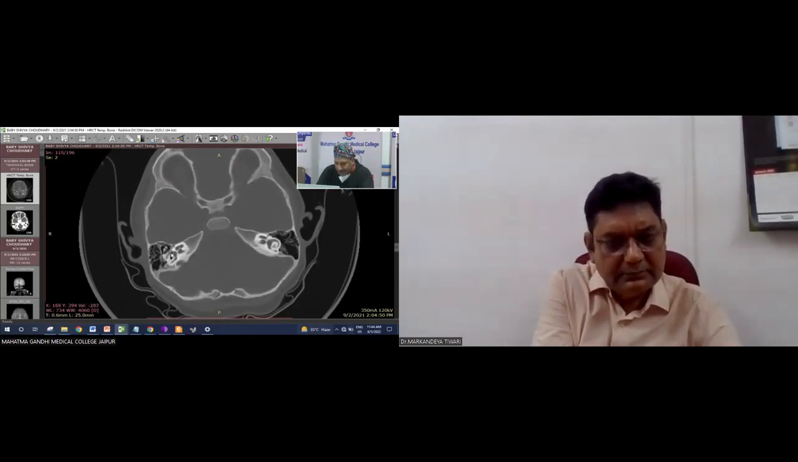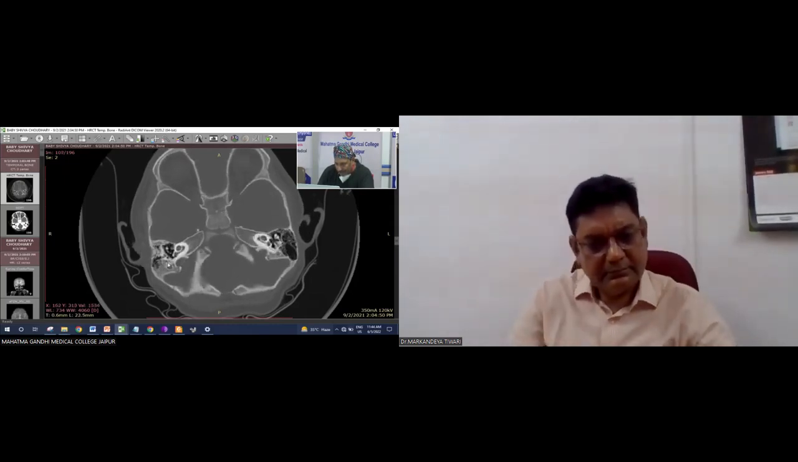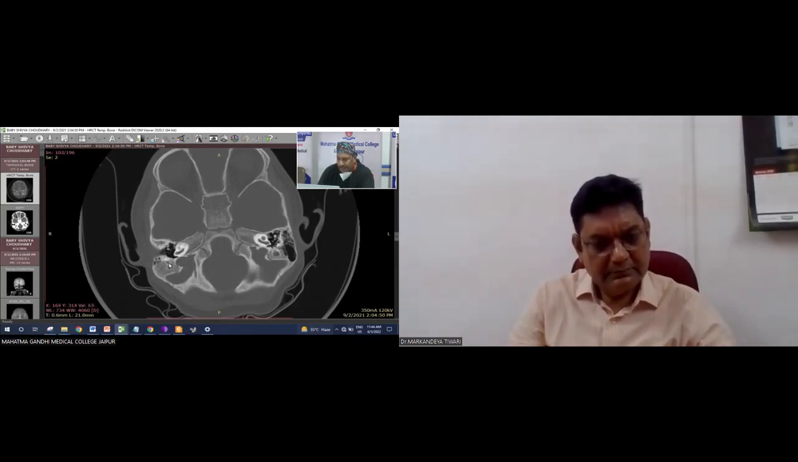See, this is the facial nerve again, the horizontal segment of the facial nerve. And if I am going here following, see my cursor is following the facial nerve here in the vertical segment. That's the vertical segment of the facial nerve. Can you see this?